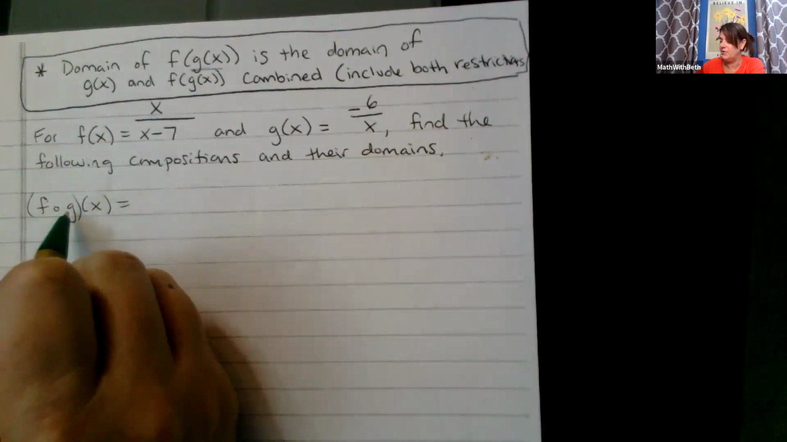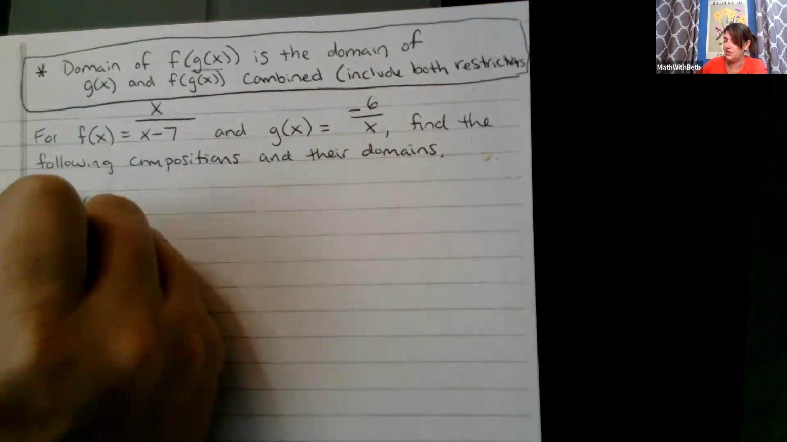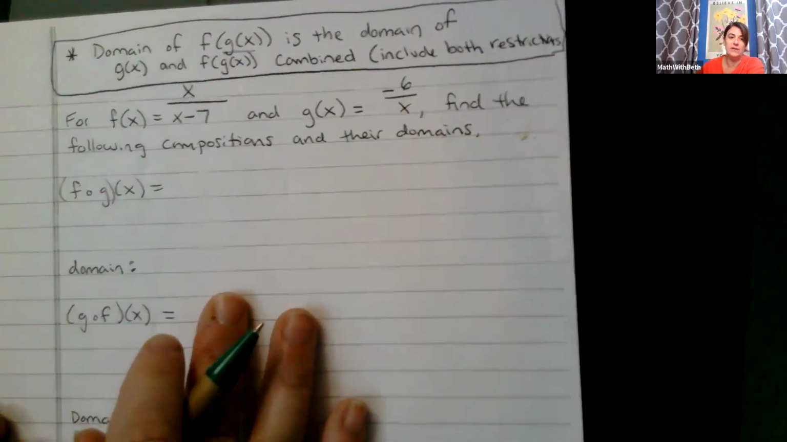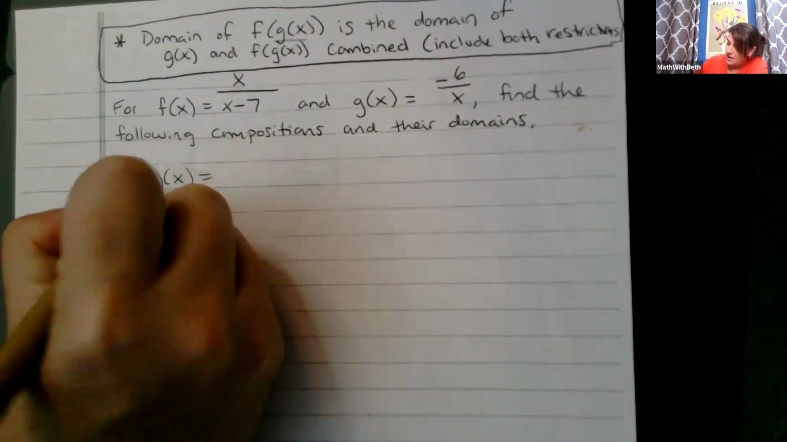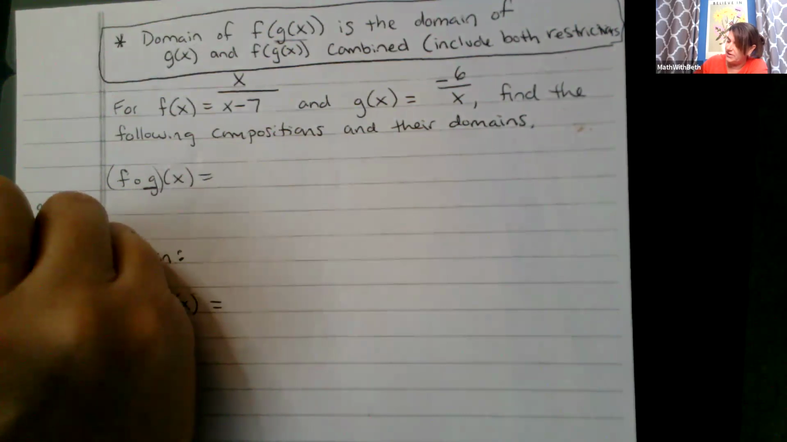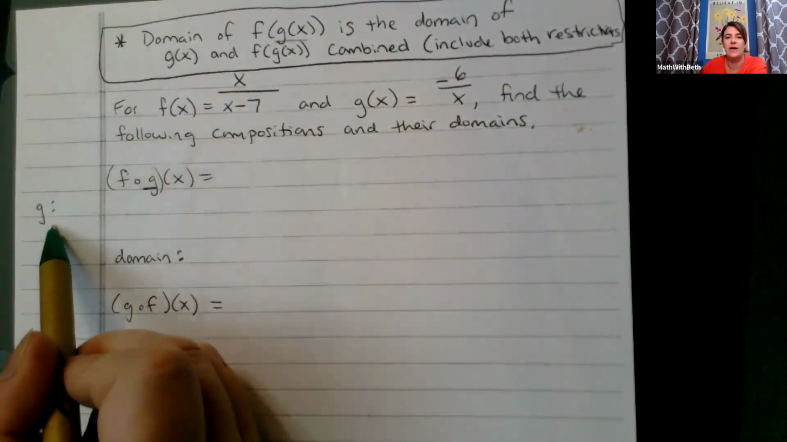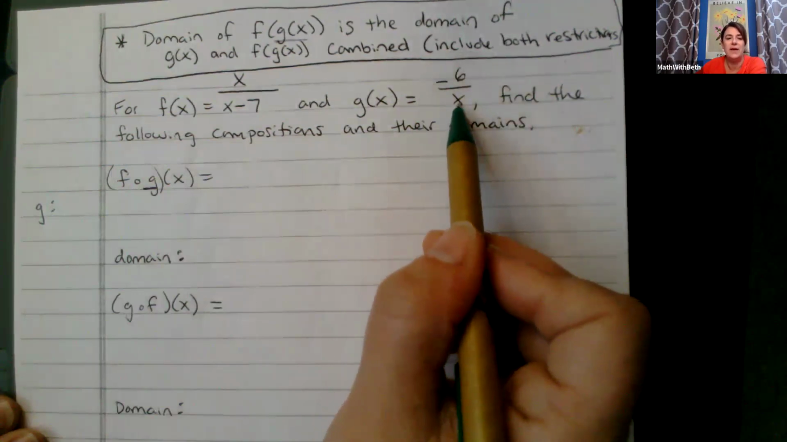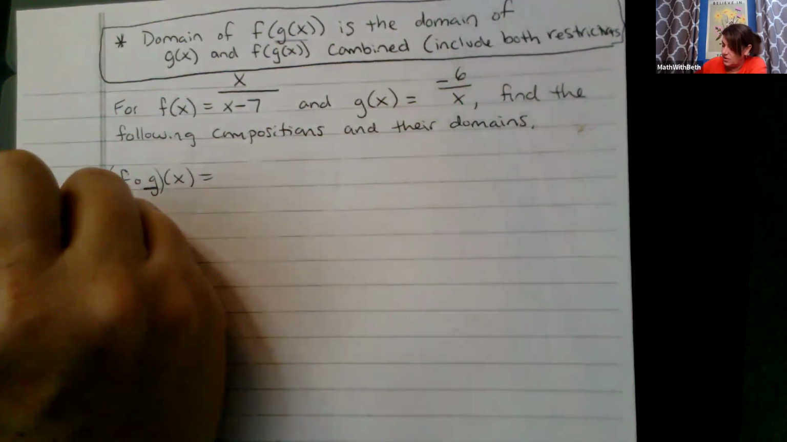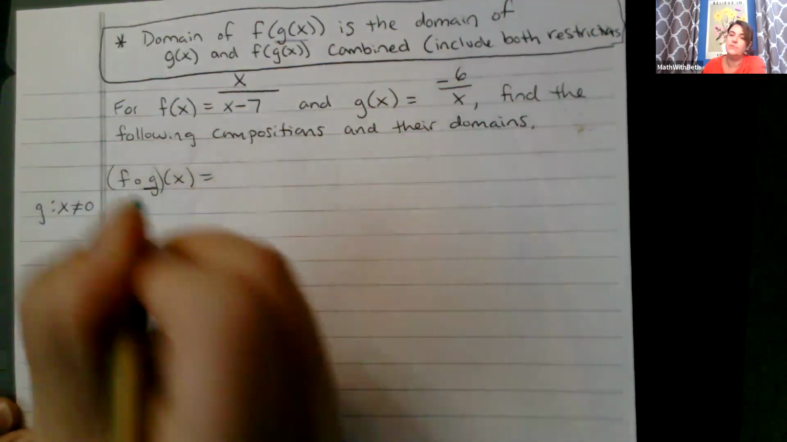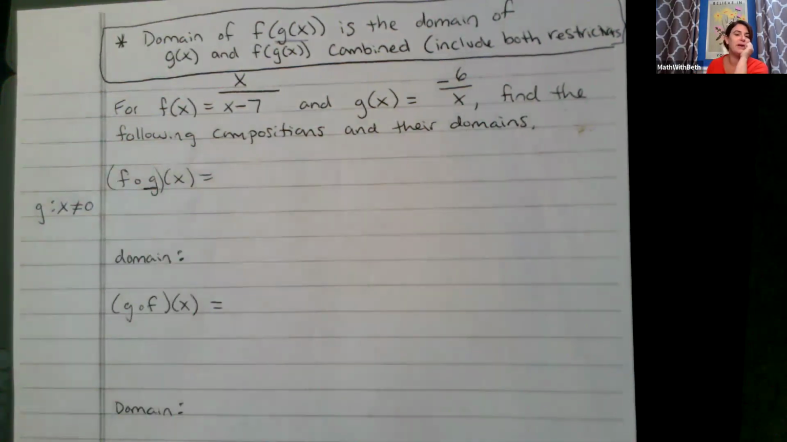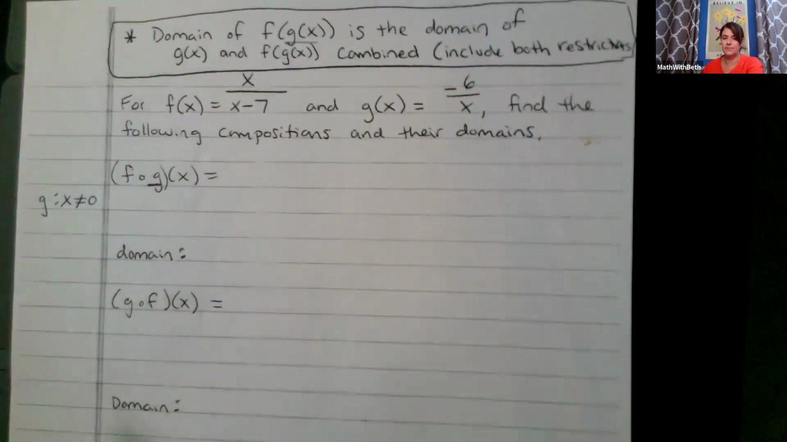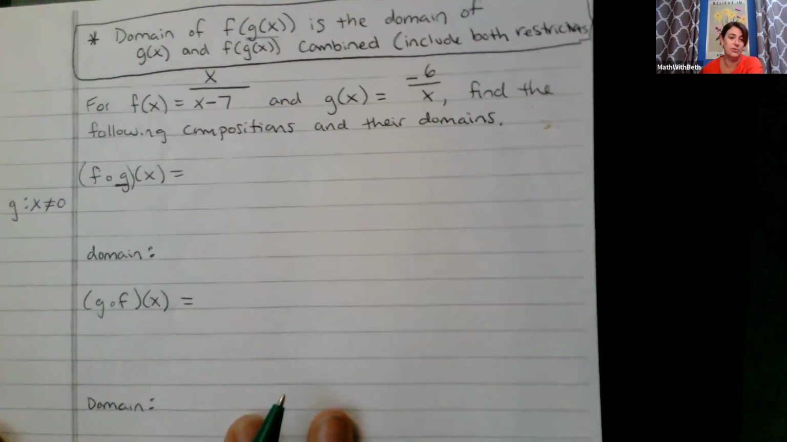If I was doing f of g of x, that means I'm putting the g inside the f. So first on the side, I'm just going to make a little note. The inside function is g, and what would be the domain of g right now? Well, wouldn't our domain be everything but x is 0? So I'm going to make a little note to myself so I don't forget that my final answer still cannot include 0. So let me find my final answer and then we'll do more.